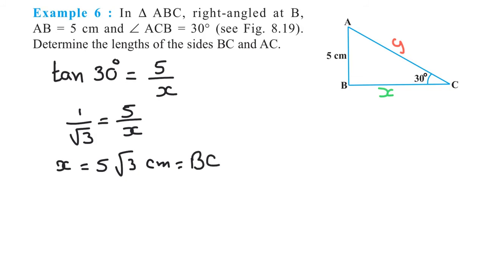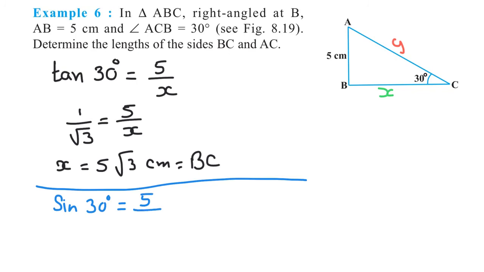So we have found what BC is. Similarly, can we find what is AC? From 30 degrees, AC, this is opposite over hypotenuse. Which ratio can I use? Opposite over hypotenuse. I can use sine. So sine 30 degrees is equal to opposite, which is 5, over hypotenuse, which is y.